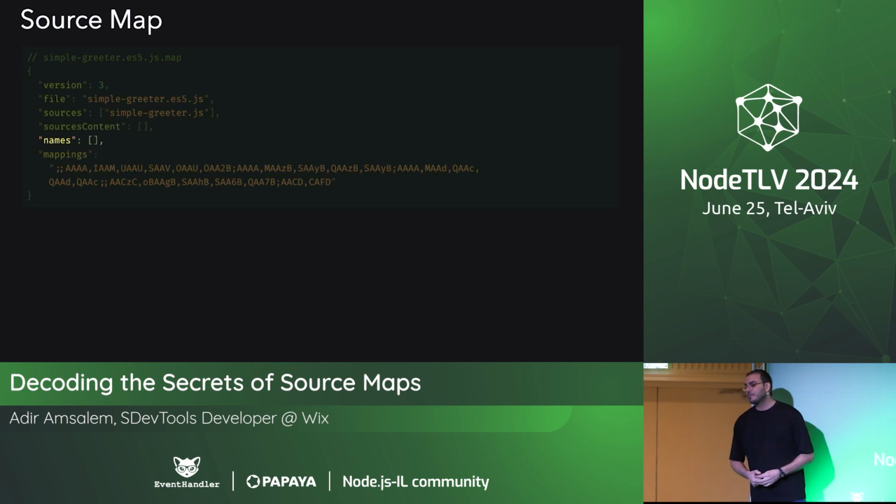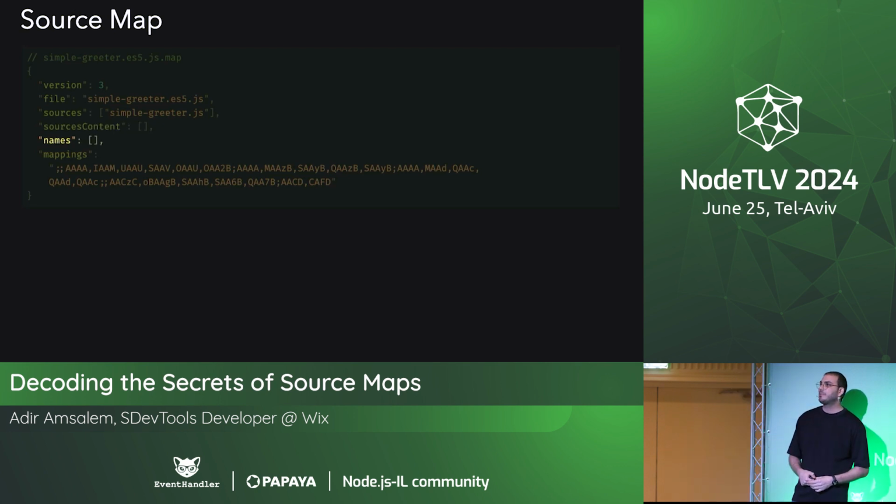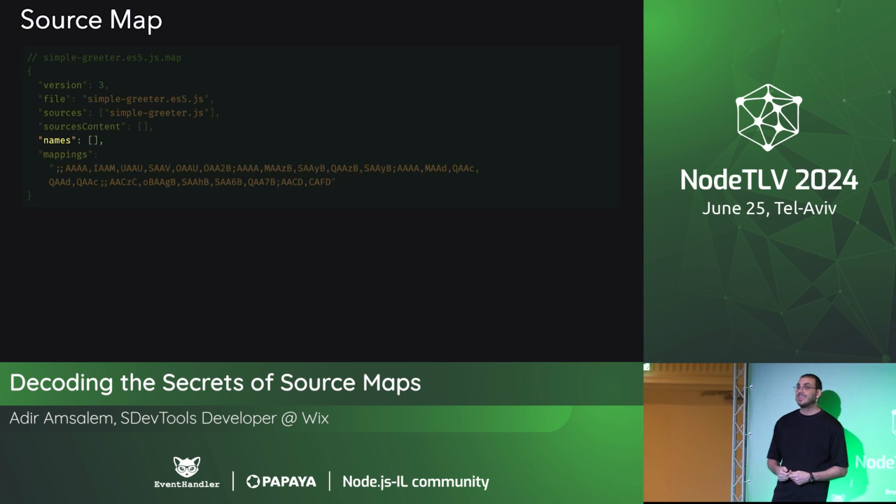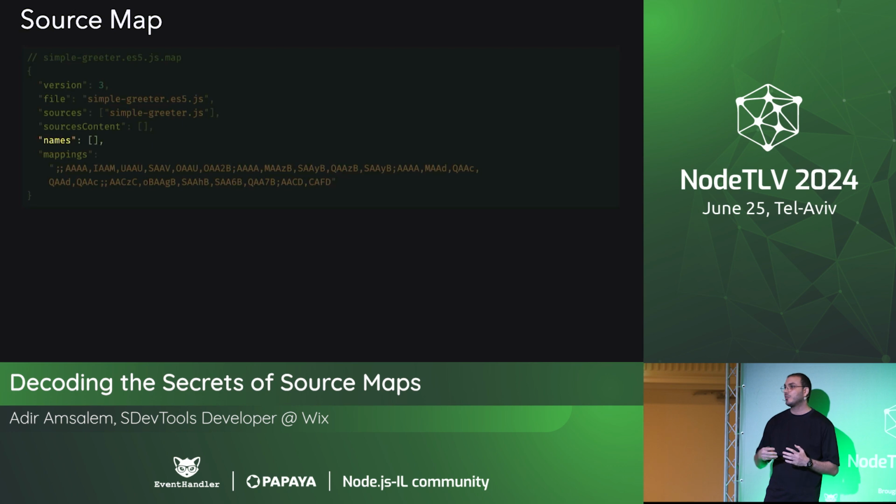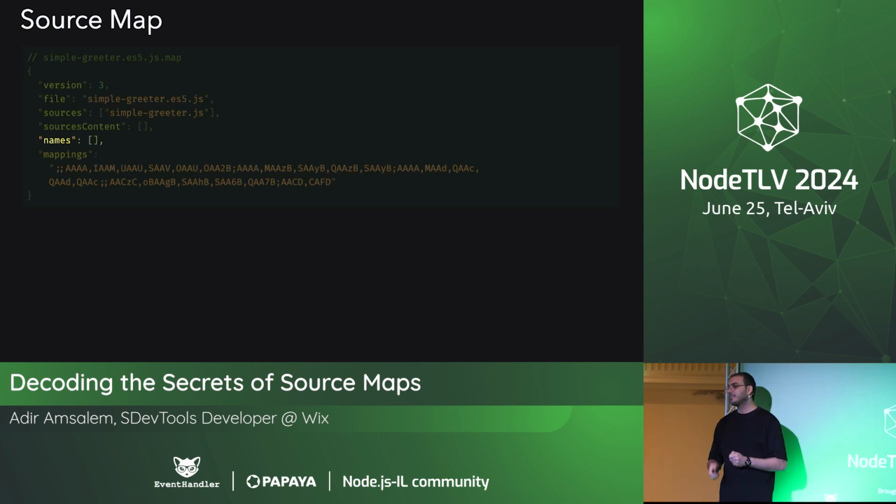And names is also useful. We will not dive into it, but basically names allow us to map symbols. Symbols are, for example, if you minify code, you sometimes rename variables. You have a variable with a long name, and then it becomes something like A, B, 3, right? And those mappings are basically stored in the names list.